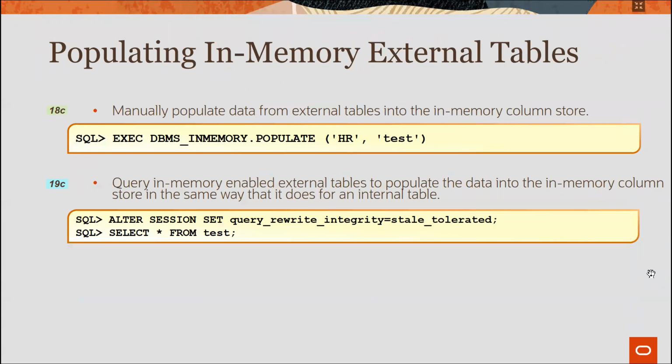If you want to manually populate your in-memory external tables, you can. We had that in 18C. I can populate a particular object, so it's an external table, and I'm manually doing it. That's the way we would have had to do it in 18C. When I'm looking at 19C, I can then query that external table to populate it, just as we would do for an internal table. So it's more like that internal table where I'm querying and then having that data put into memory. So it gives you a little bit better performance.